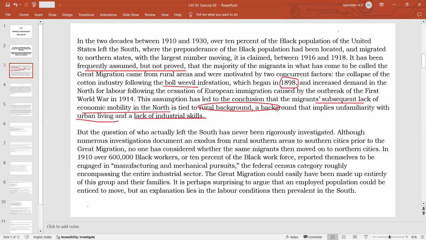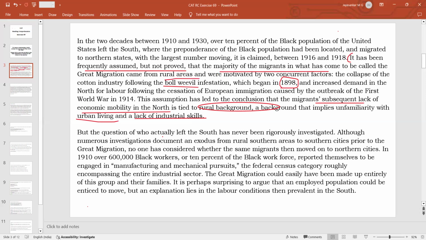Now, the author asks whether this argument is true or not. So he is trying to find certain weaknesses in this argument. What is the weakness? He says that we actually do not know whether it is the rural workers who migrated from the south to the north. In the first paragraph itself, it is clearly stated that it has been frequently assumed, but not proved, that the majority of the migrants came from rural areas.